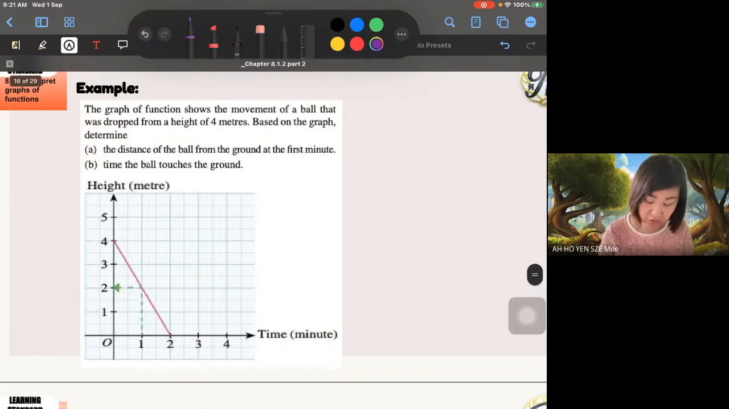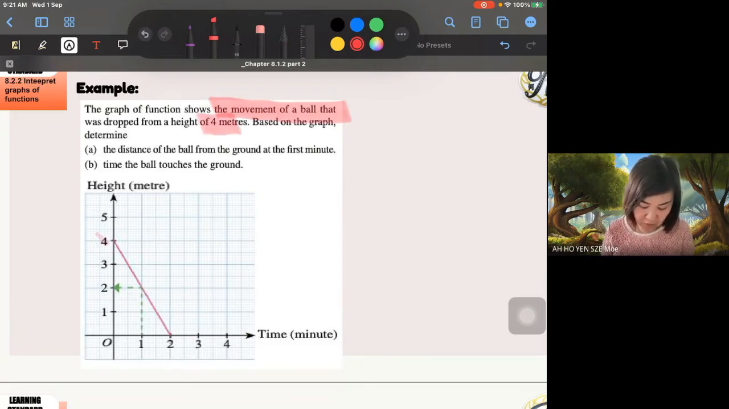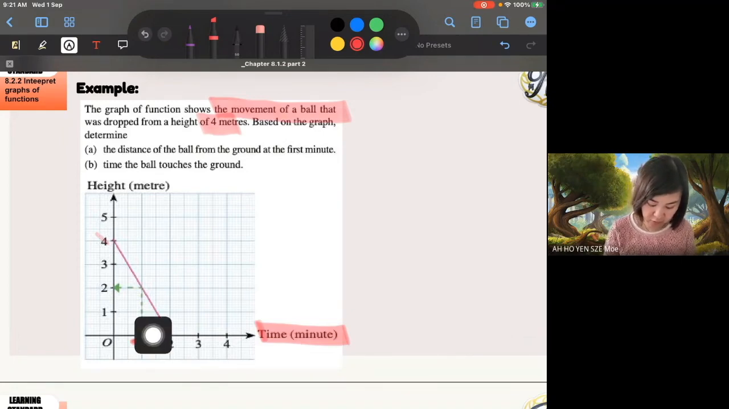The graph of the function shows the movement of a ball dropped from a height of 4 meters. This one drops from the top. Based on the graph, determine the distance of the ball from the ground at the first minute. First minute means this time here. So you just draw the line up, dot, dot, reach the line here. Then read the y. So it's 2.